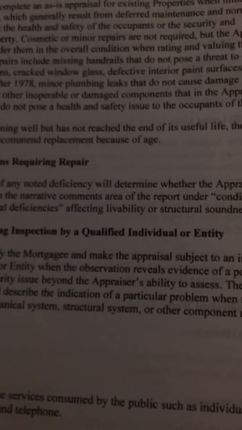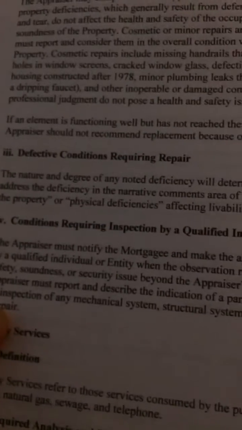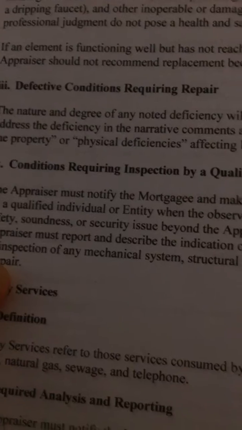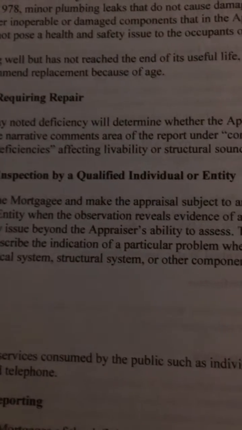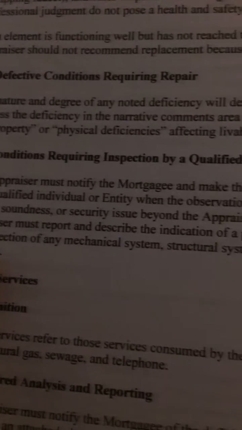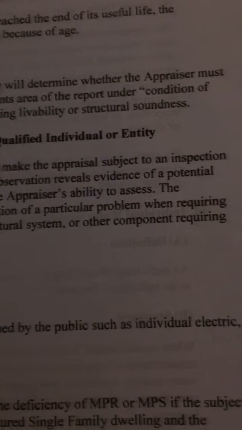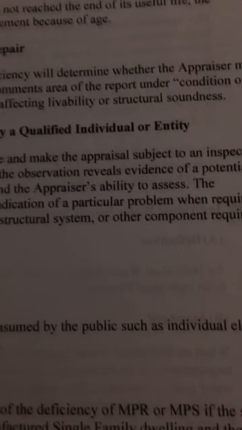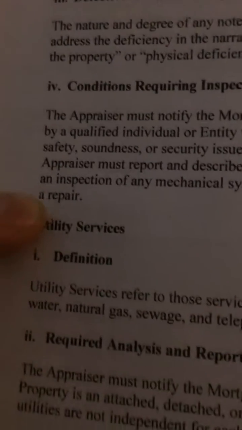Conditions requiring inspection by a qualified individual or entity. The appraiser must notify the mortgagee and make the appraisal subject to an inspection by a qualified individual or entity when the observation reveals evidence of a potential safety, soundness, or security issue beyond the appraiser's ability to assess. The appraiser must report and describe the indication of a particular problem when requiring an inspection of any mechanical system, structural system, or other component requiring a repair.